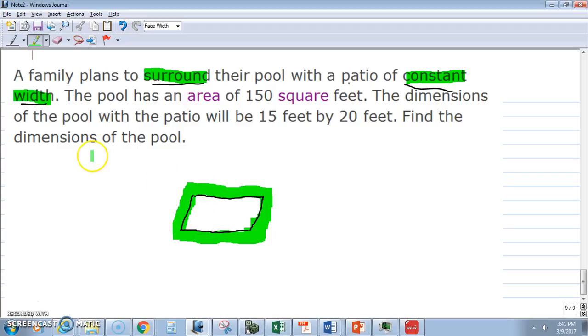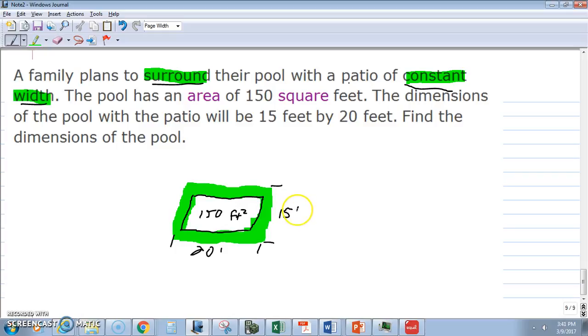All right, so there's some things I know, right? I've got numbers, words, and formulas. So my numbers are the area of just the pool is 150 feet squared, okay? And that's the area of the pool. And the dimensions of the pool with the patio, so all this green, one side is 20 feet, and one slash like that means feet. And one side is 15 feet.